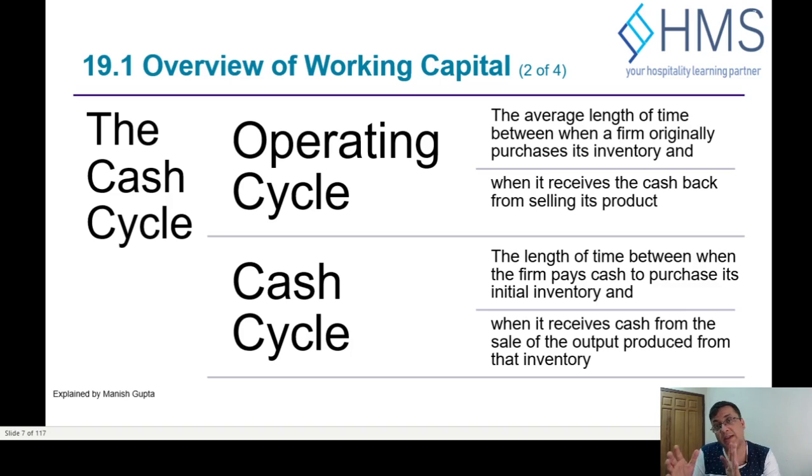However, the cash cycle is a bit shorter. It starts when you first pay your suppliers and runs until you have received the money from your customers. So the cash cycle is slightly shorter compared to the operating cycle, and the difference is usually the days you take to pay your supplier.